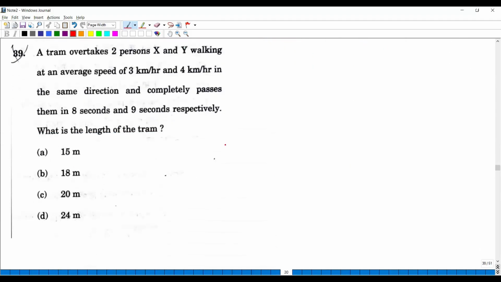A tram overtakes two persons, X and Y, walking at an average speed of 3 kilometers per hour and 4 kilometers per hour in the same direction, and completely passes them in 9 seconds and 10 seconds, respectively. What is the length of the train?